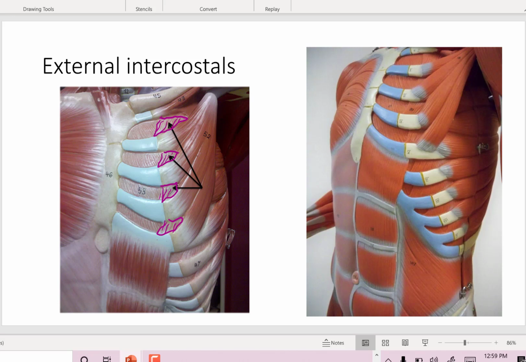And in my class, I like to say hands to pockets, pretending you're putting your hands in your pockets. The external intercostals actually have an origin on a superior rib. So let me write that up here. This line would be the superior rib. And it inserts on an inferior rib.